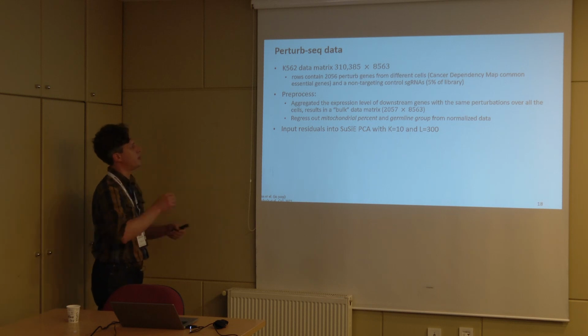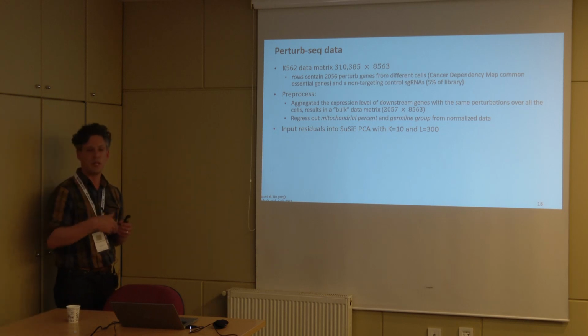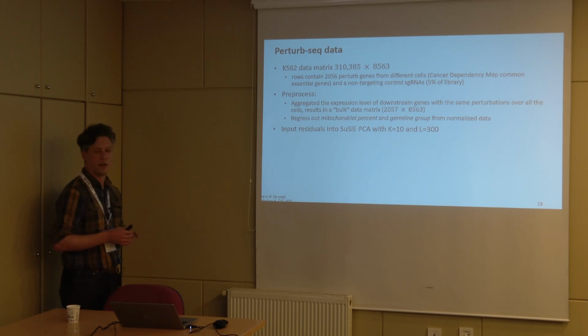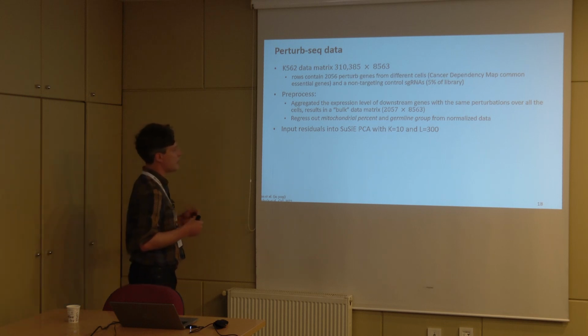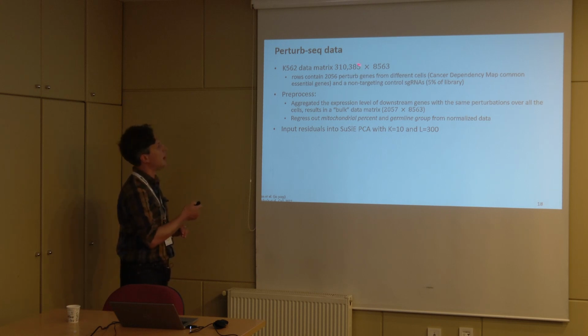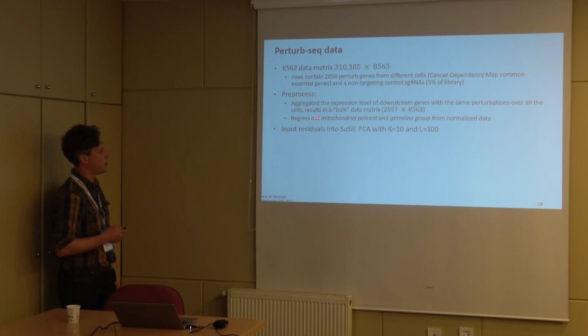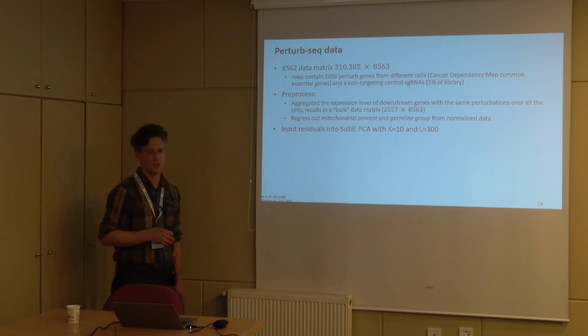Essentially, it boils down to they had about 2,000 genes that were perturbed, but there were multiple guides, so there are repeated perturbations depending on the gene. And so we did some pre-processing where we collapsed the cells. Oh, sorry, there's the number of cells. So we had 310,000 cells across this many genes. And what we did was collapse across the cells into a pseudobulk to get just 2,000 observations versus these 8,500 genes. And this, for now, is really just to deal with memory constraints.